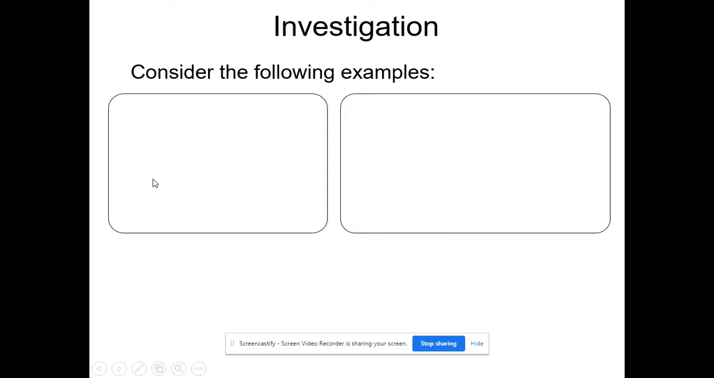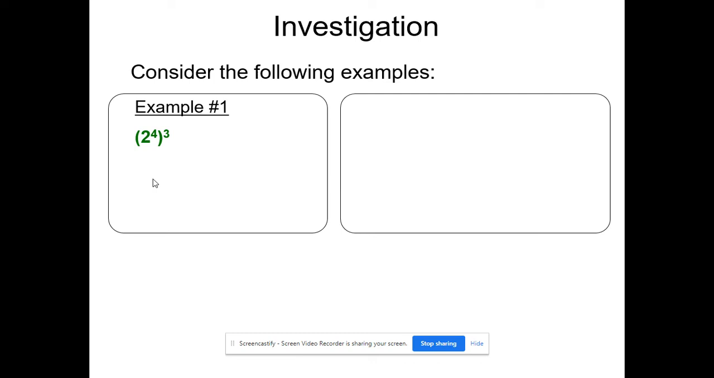Of a power. So we're going to start with a little investigation. Our question says, consider the following examples. So example number 1 is 2 to the power of 4, and then in a bracket, to the power of 3. So this has 2 different powers on it, a 4 and a 3.